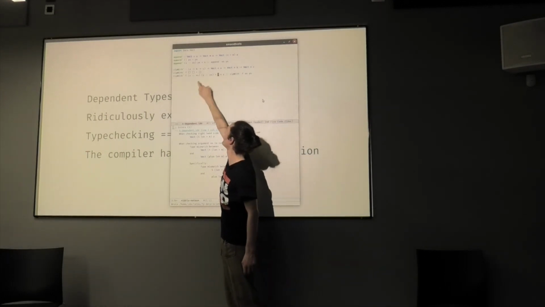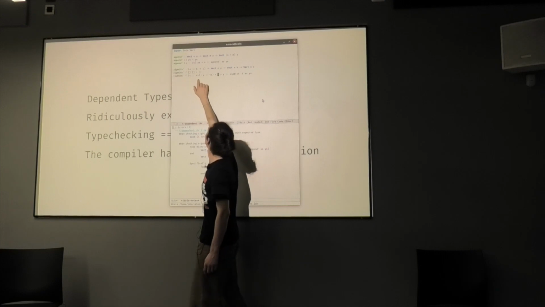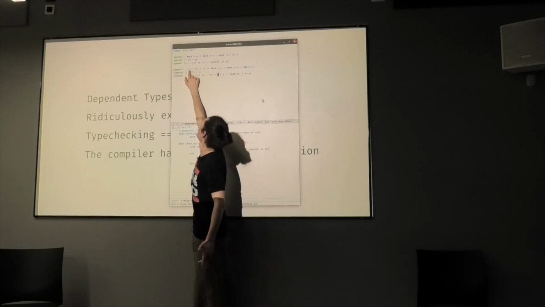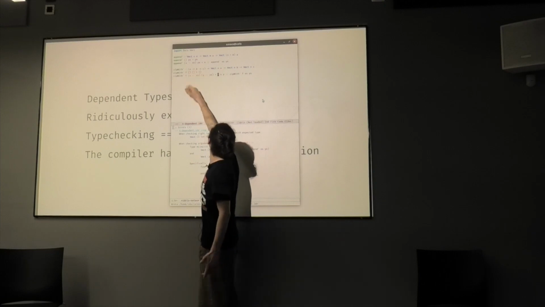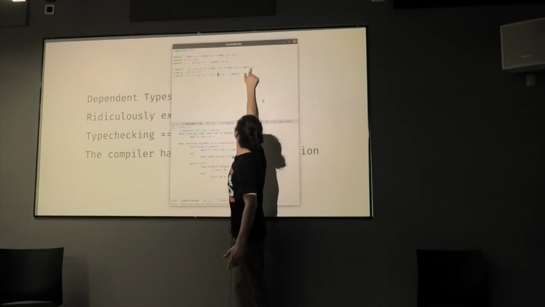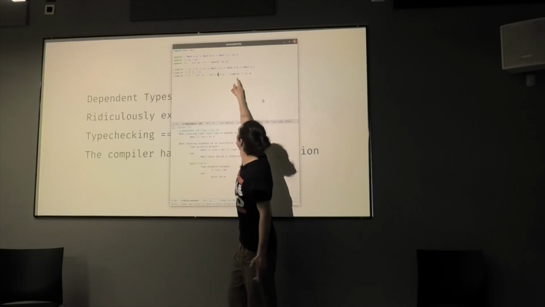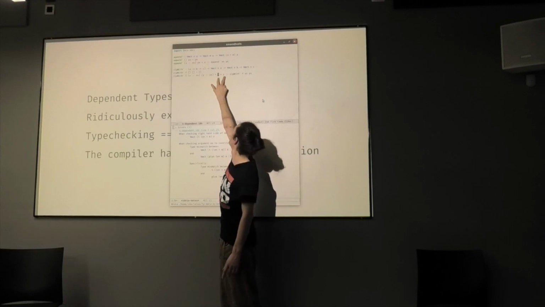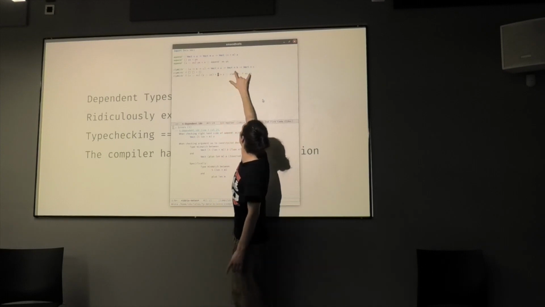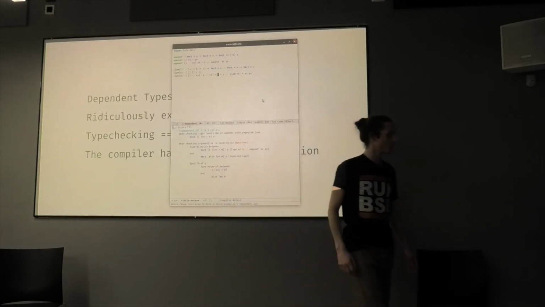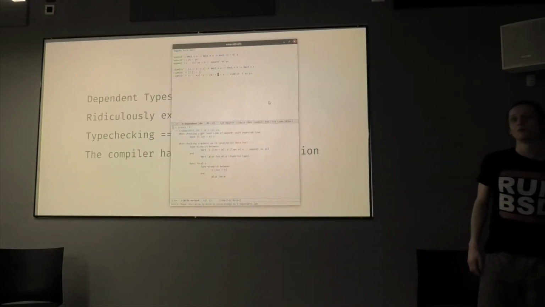Because realistically, I've got X, which is of type A, and I've got Y, which is of type B. I've got F, which takes something of A, something of B, and returns C. And I want to end up with a vector of C, so it makes sense to feed X and Y to F and stick that on the front of a recursive call to zip with. And the compiler can just figure that out for you, which is super useful.